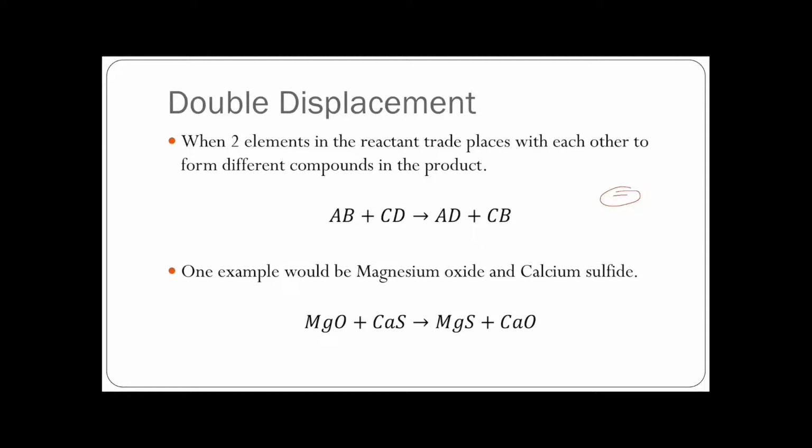If you look at our generic equation here, we've got AB plus CD makes AD plus CB. So the D and the B ended up switching places. Looking at this other example here, we've got magnesium oxide and calcium sulfide. Magnesium oxide plus calcium sulfide makes magnesium sulfide plus calcium oxide. So the oxygen and the sulfur ended up just switching places.